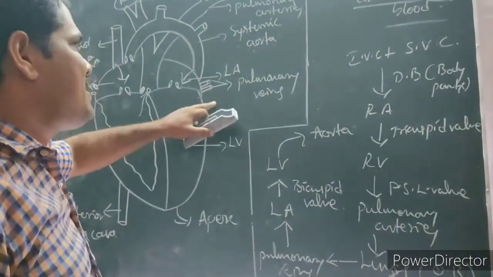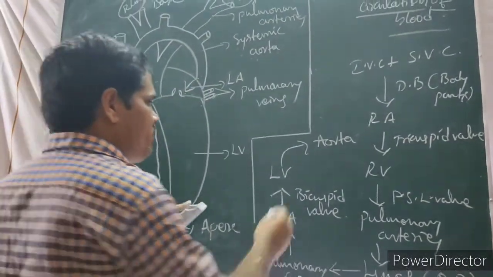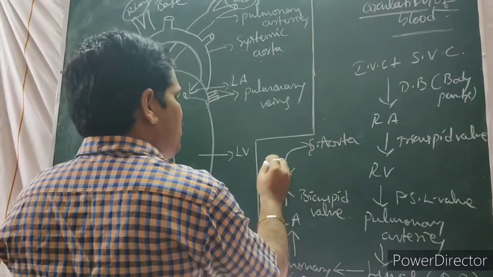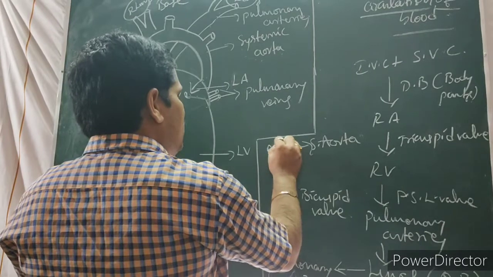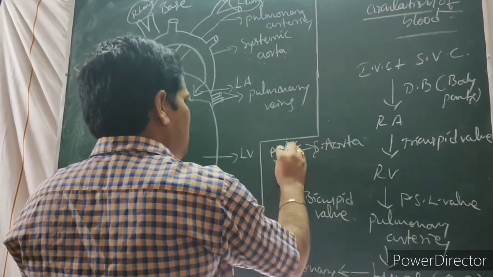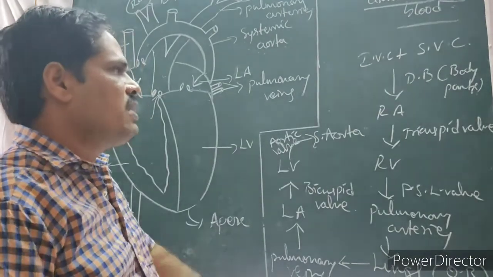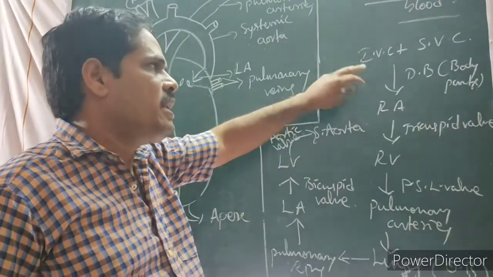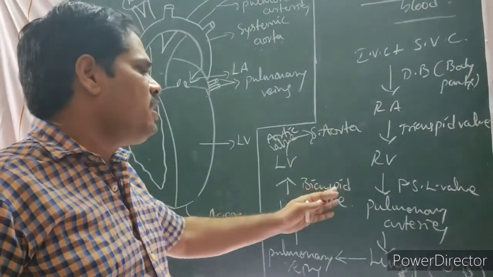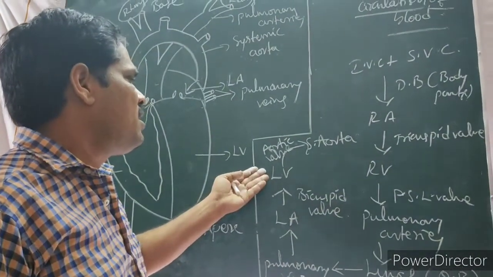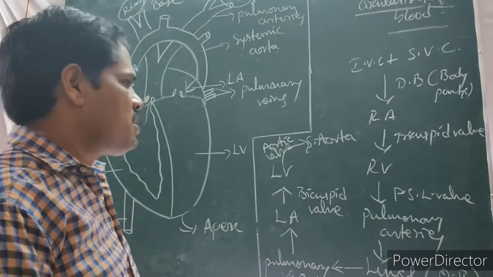The left ventricle enters the aorta, or simply called aorta. The complete name is systemic aorta. In between the left ventricle and systemic aorta, what valve is there? Aortic valve. Whenever these valves are open, because of the atrial systole, blood enters the ventricles. Then ventricular systole, blood enters the pulmonary artery and systemic aorta.